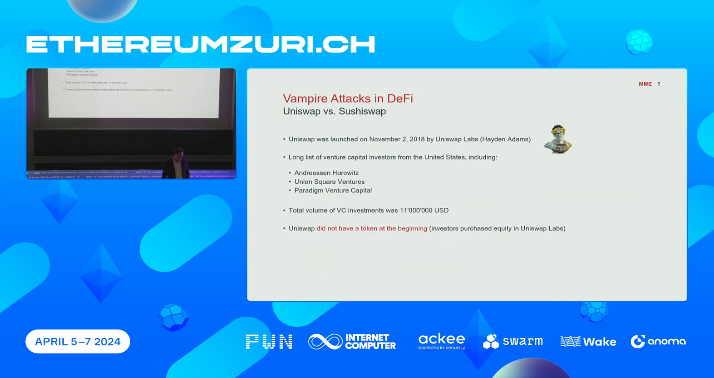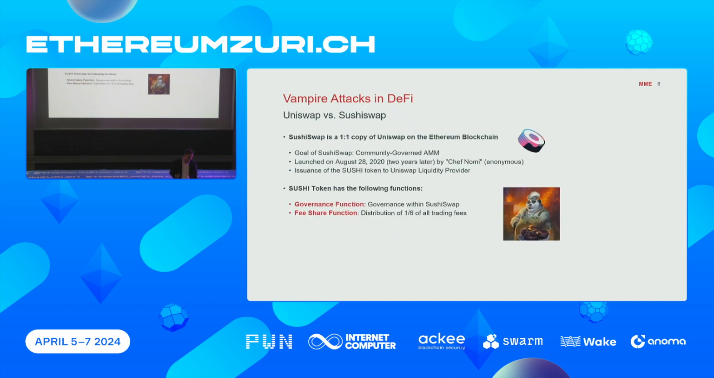Now, what happened in the attack? Actually, let's look first at Uniswap. What's interesting is that Uniswap was launched by a company called Uniswap Labs, and it was supported by quite notable VC investors. The investments were around $11 million, and Uniswap Labs didn't have a token at that time, so the investors actually bought into the equity of the company. They bought shares of the company, which means it's a pretty centralized setup. It's pretty traditional that the investors come and buy the shares and that is it. So it's kind of like a Web2 way of investing.